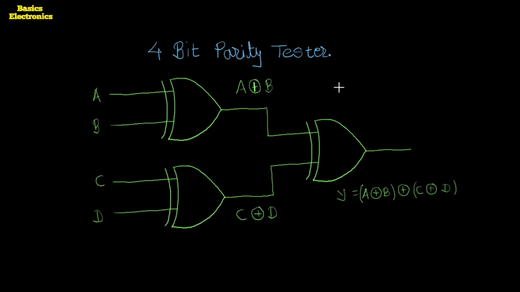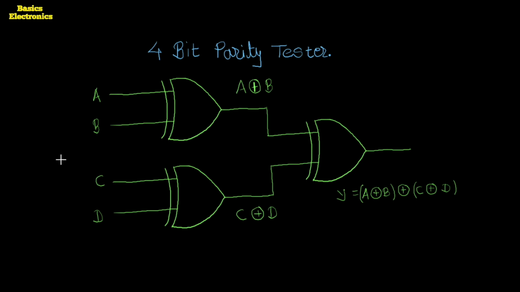Now we have to see the 4-bit parity tester and its logic diagram. Here we have the 4-bit parity tester, and the question may be about the 4-bit parity tester or the 3-bit parity tester. Depending on the examiner, they may ask for the 4-bit or the 3-bit parity tester. For the construction of the 4-bit parity checker or the 4-bit parity generator, we require 3 two-input XOR gates.